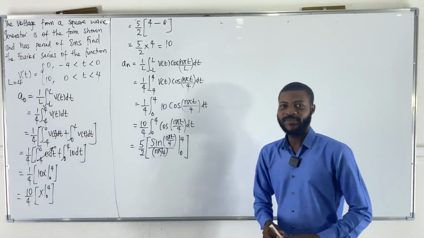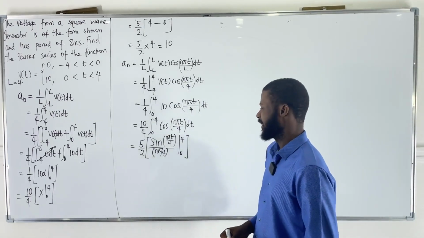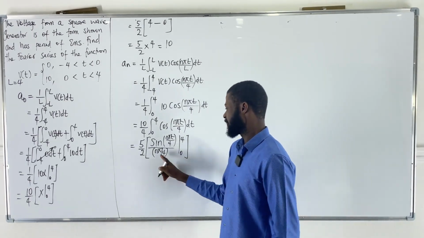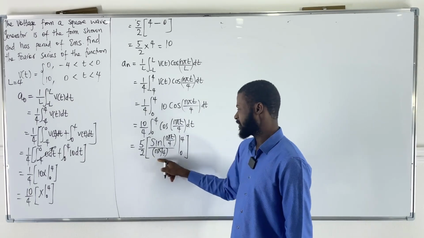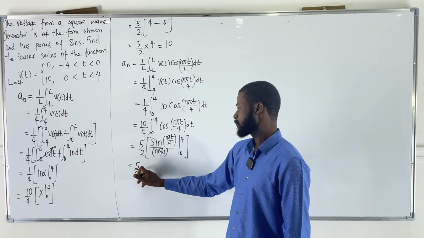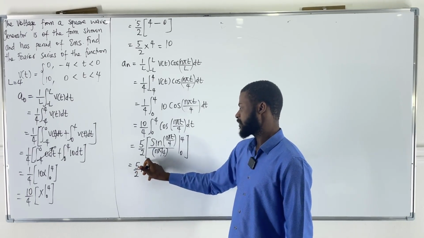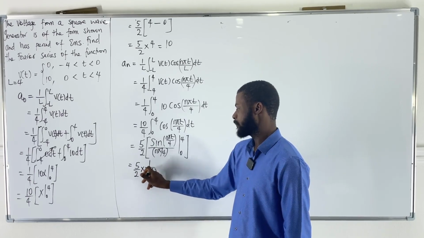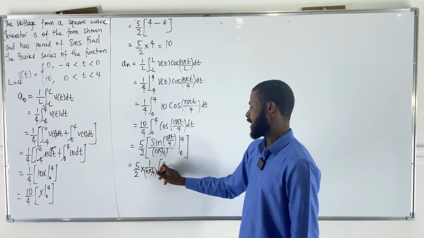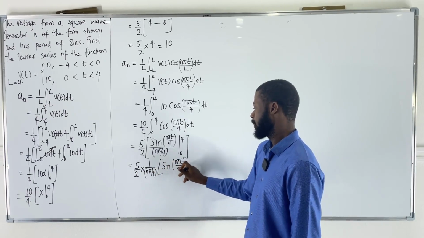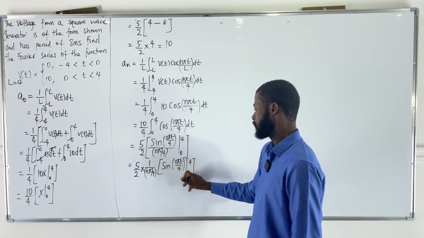Why do I feel that this will be giving me 0? That's what I kind of feel. I think it's going to give us 0. So let's see. First of all, this part is a constant, right? So let me bring it out. So this is 5 over 2, then times 1 over, this part is coming out, so that's n pi all over 4. And then we have sine n pi t all over 4 from 0 to 4.